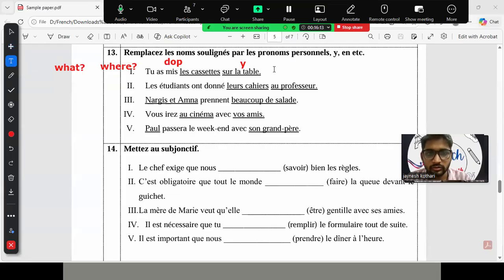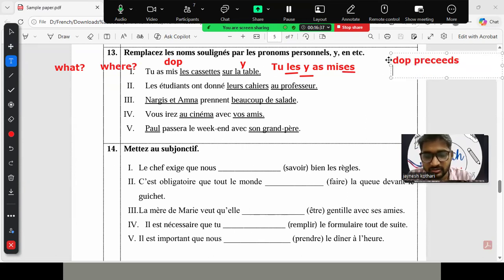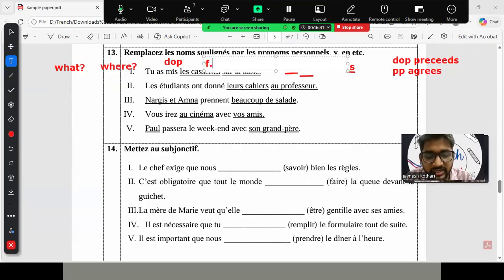Is that okay, students? Now tell me where will the placement be? Placement, students, first one. It's going to be tu, les, y, as mis. Students, look, what am I doing? Les will come because the direct object is there. Y will come because it is the pronoun Y. And extra es will come over here. I told you in the last class also, whenever the DOP precedes, the PP agrees. This cassette is feminine plural, that's why I put extra es over here. So the final answer is: Tu les y as mises.